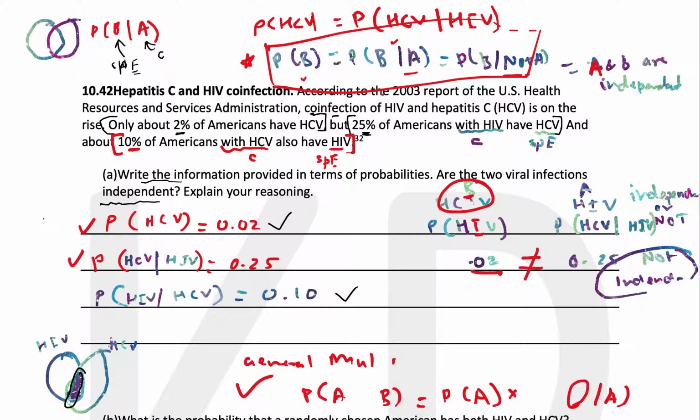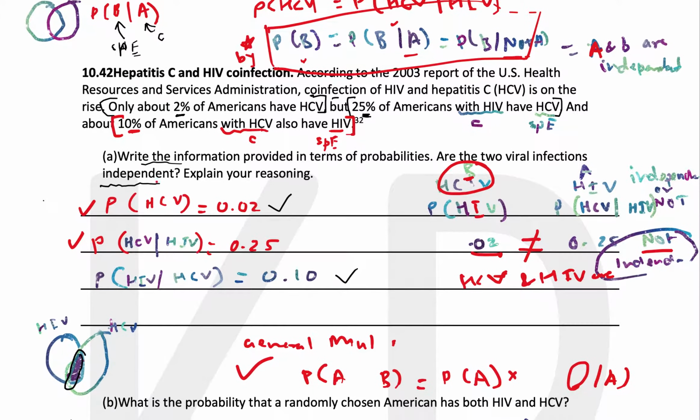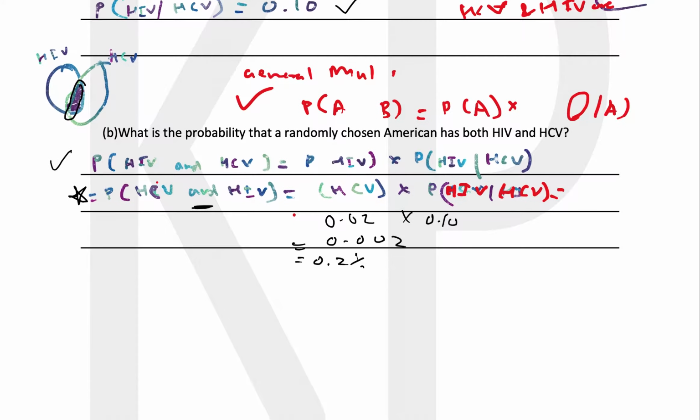So that's why we say by this rule that A and B are not independent, or in other words, HCV and HIV are not independent. Okay. So that is about this A part. Now go for the B part.